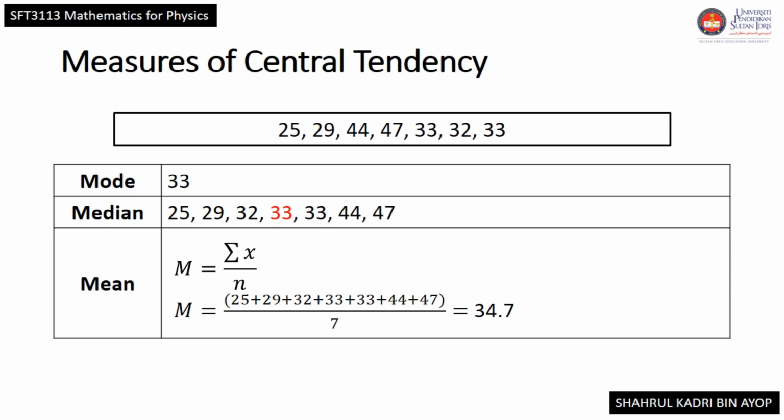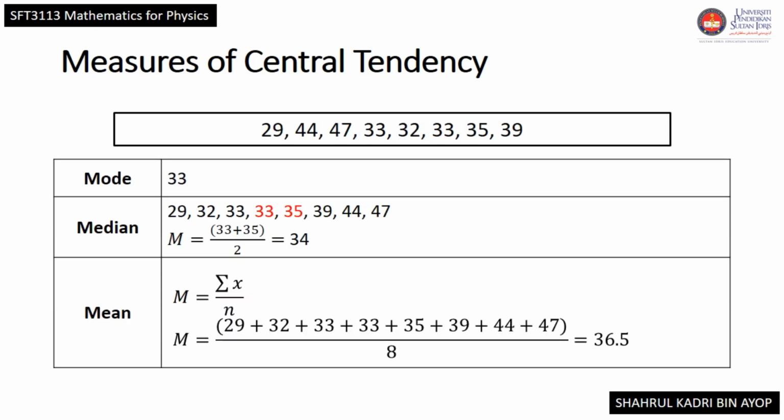And for median, we have to rearrange this set of data into ascending order. So as you can see here, the midpoint for this data set is 33. So the median for this data set is 33. Meanwhile, for mean, we have to sum all of this data and divide it by the number of scores. So the mean of this data set is 34.7.